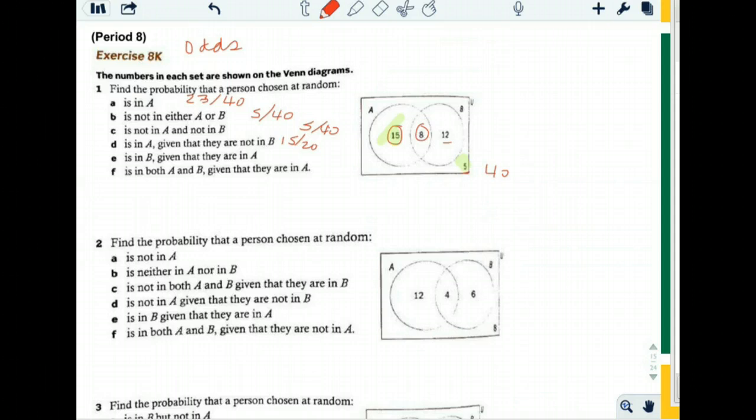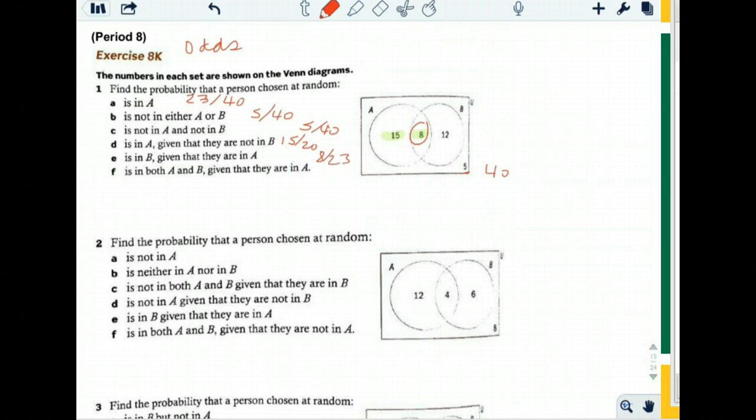Okay. Now, is in B given that they are in A? So, given they're in A would be these two. Now, what's the probability that they are in B given that they are in A? That would be 8 out of 23.